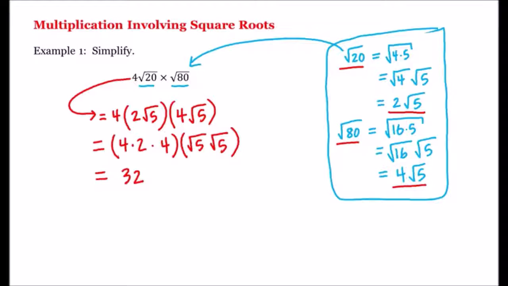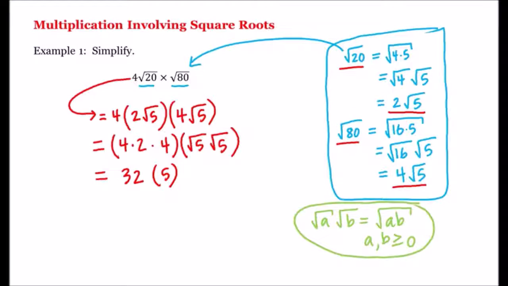and then square root of 5 times square root of 5 is just 5. Because remember, we have the following property that the square root of a times the square root of b is equal to the square root of a times b for a and b non-negative. So the square root of 5 times the square root of 5 would be square root of 25, or 5. And this is equal to 32 times 5 is 160, which would be our answer.